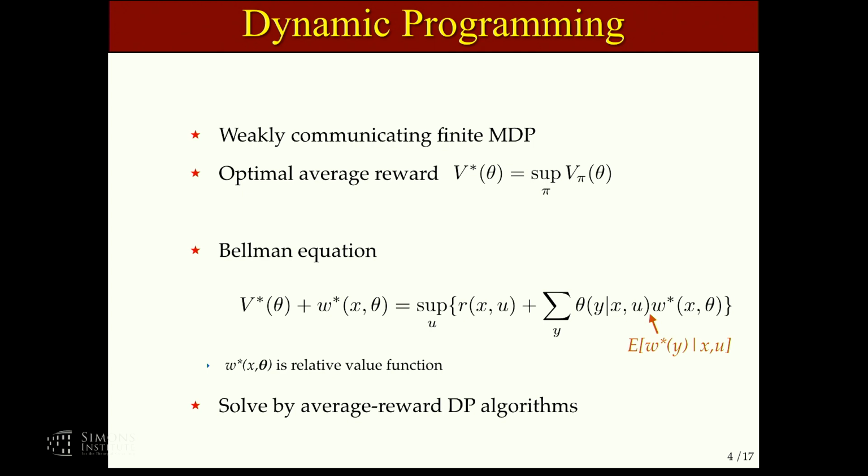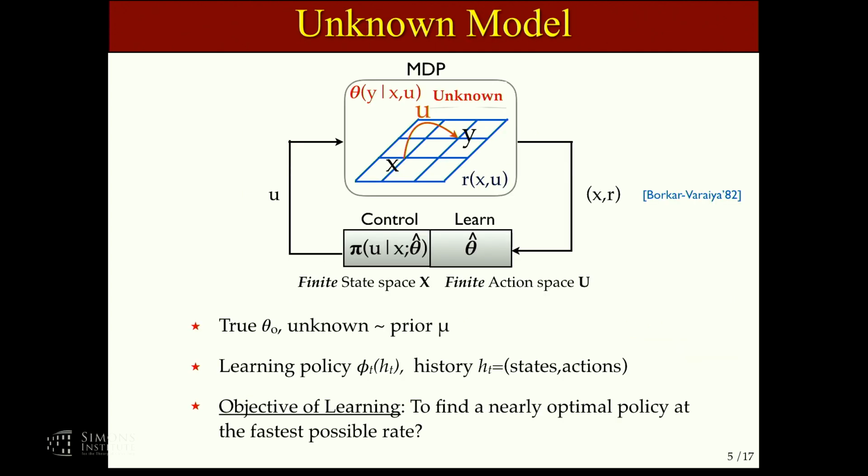So the question is, what can we do when the MDP or the model is unknown? Specifically, the transition probabilities are unknown. What one could try to do is system identification, and then based on that, find the optimal controller. But in many applications, we don't have that luxury. We must learn and control at the same time. And the question is, OK, so in that case, what can we do?